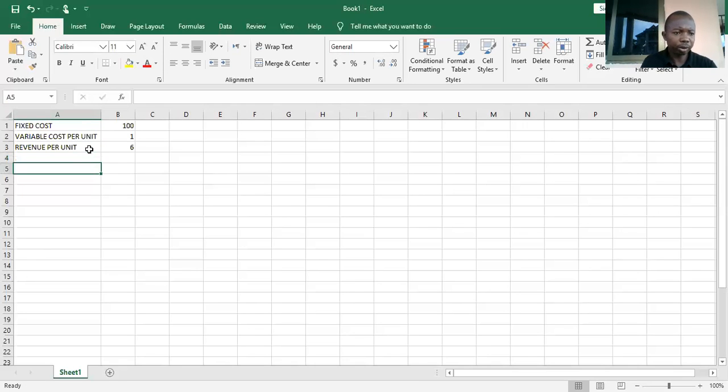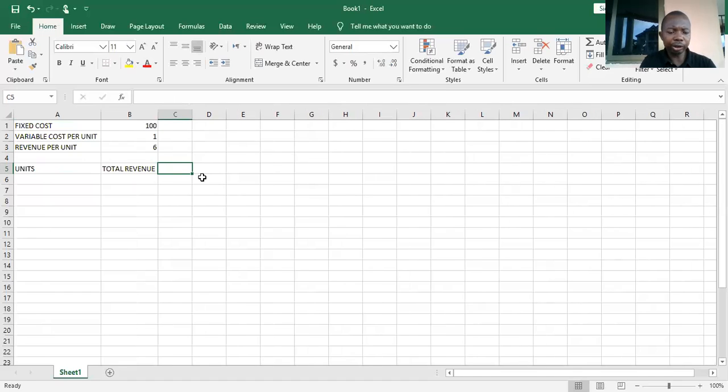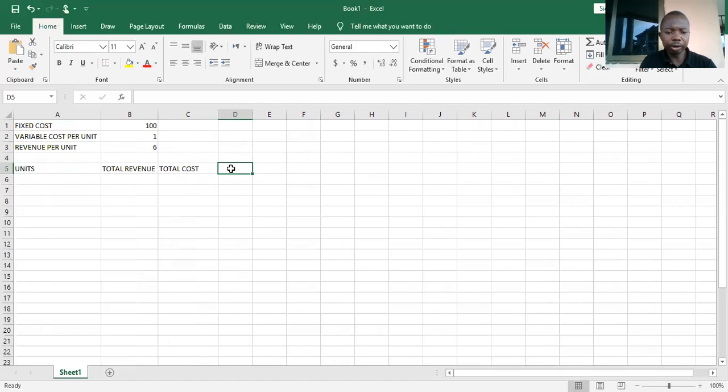Okay, so let me go to row 5 and type in here units. Then in B6, I'll compute my total revenue here. In C, I'll compute my total cost. And then in D, I'll compute my profit or loss.